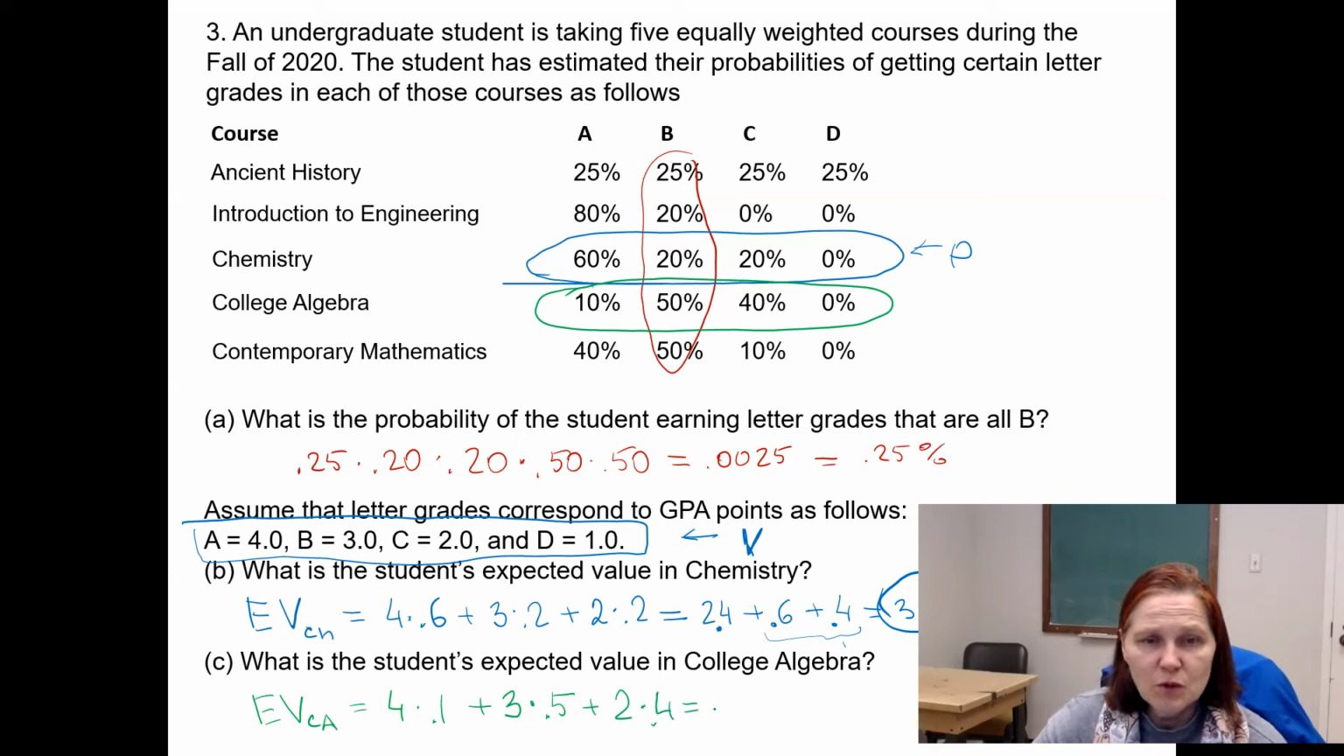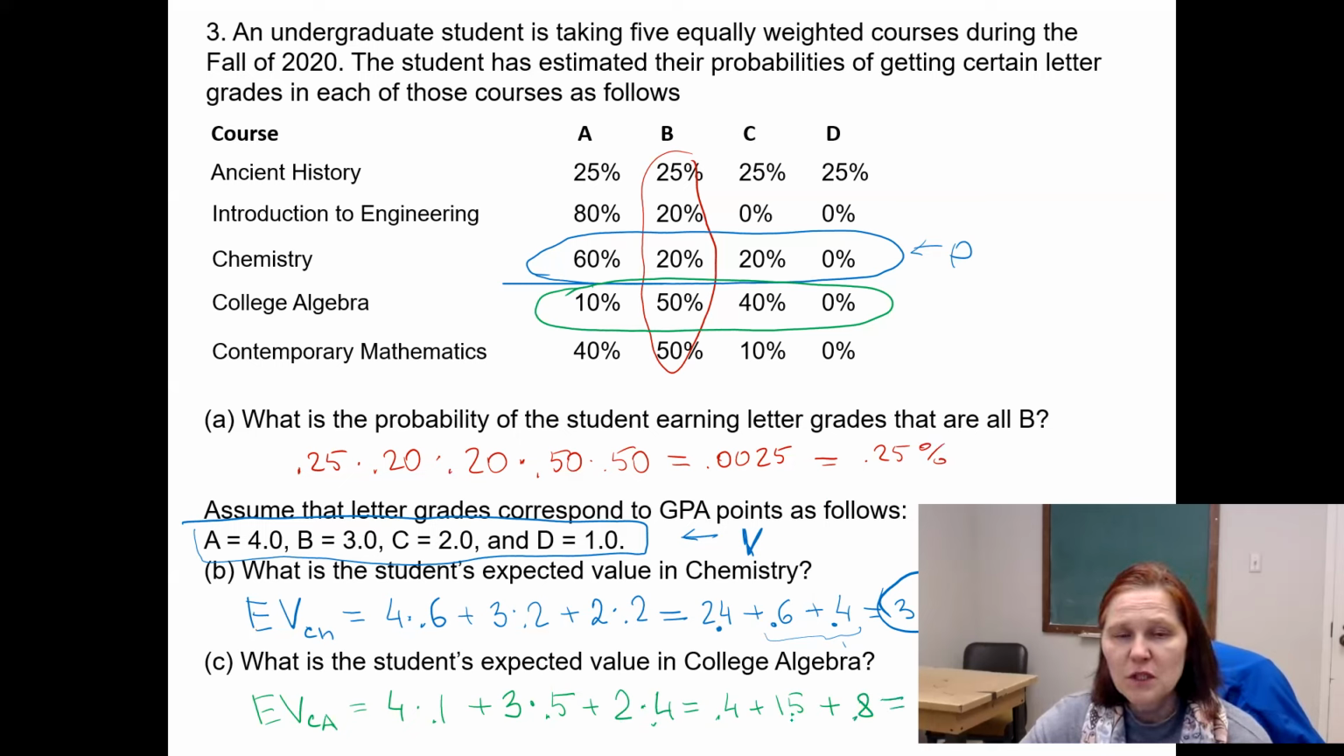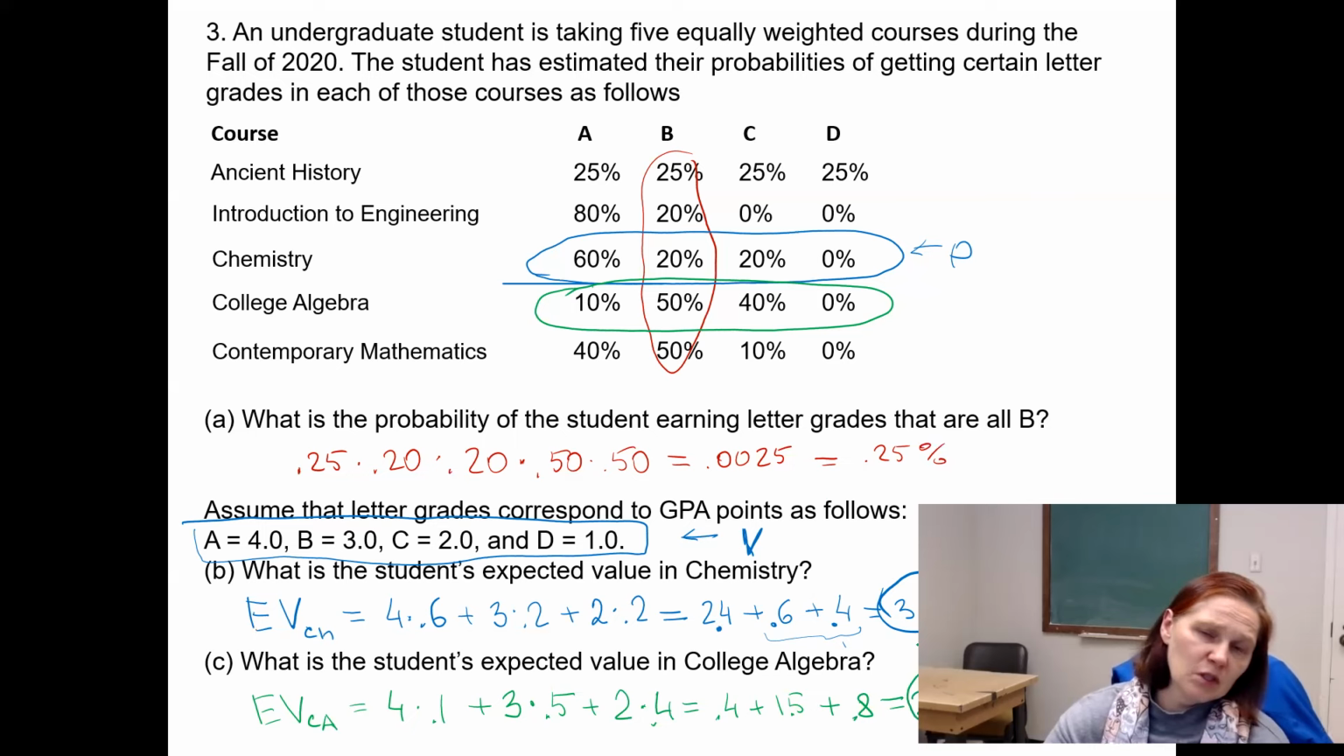4 times 0.1 is 0.4, 3 times 5 is 15, and the decimal point moves to the left. 2 times 4 is 8, and the decimal point is placed to the left. So we have 1.2 plus 1.5, 2.7. The expected value in college algebra is 2.7.